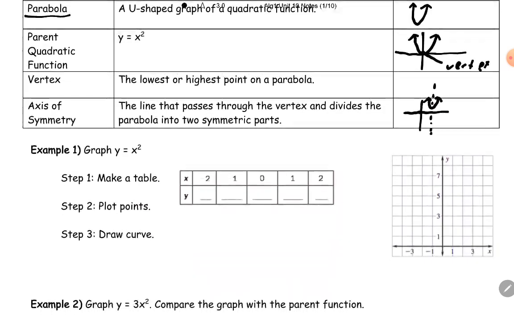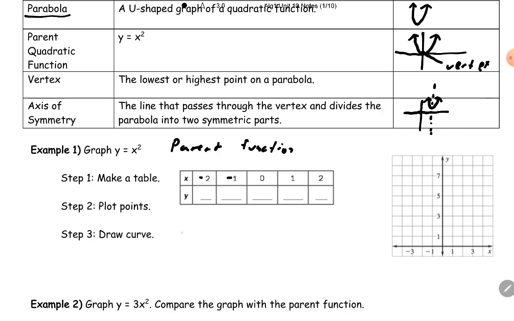So let's take a look on how to graph these. We're going to look at the parent function. The parent function is what all quadratic equations look like. It's basically the equation that gave birth to all the other quadratics. So here we go. If we wanted to graph this, we're going to make a table. So we just choose some x values: -2, -1, 0, 1, 2. And then we're going to go ahead and plug them in.